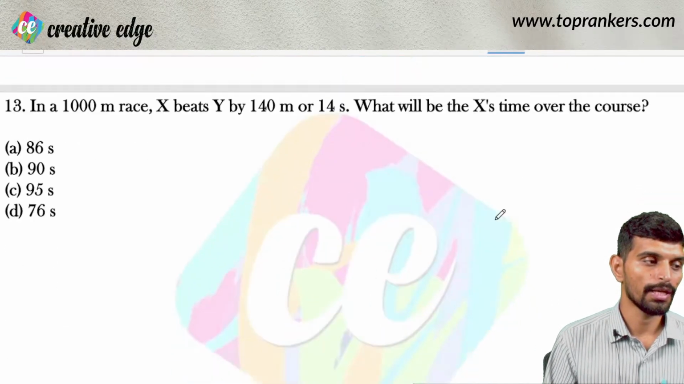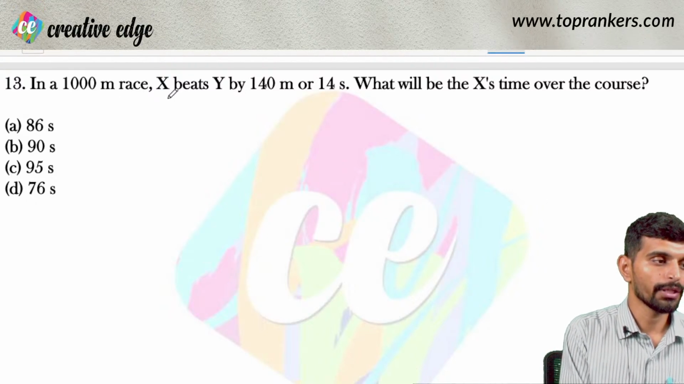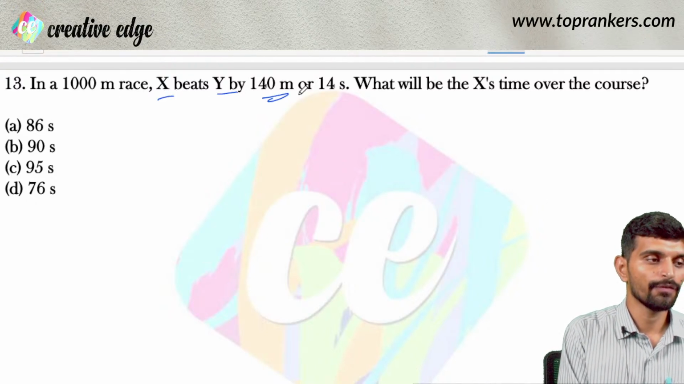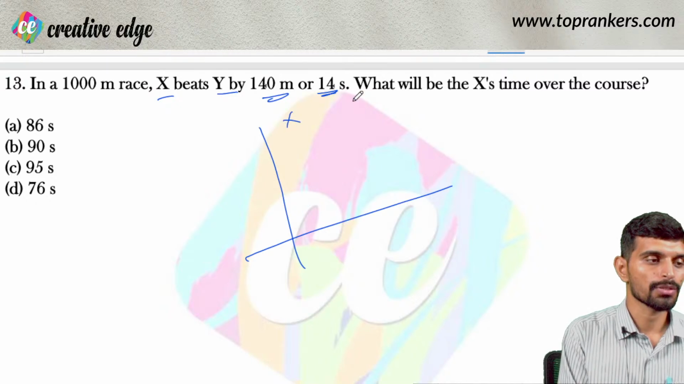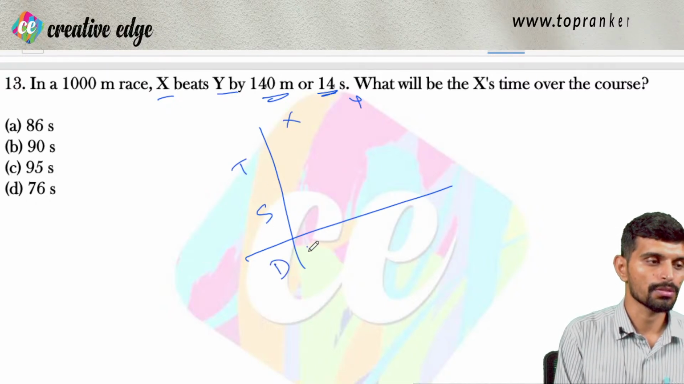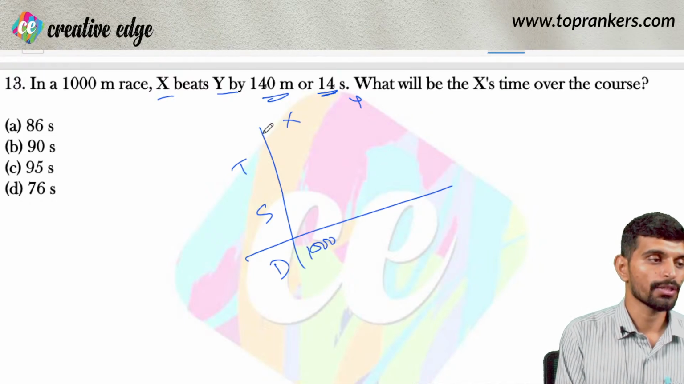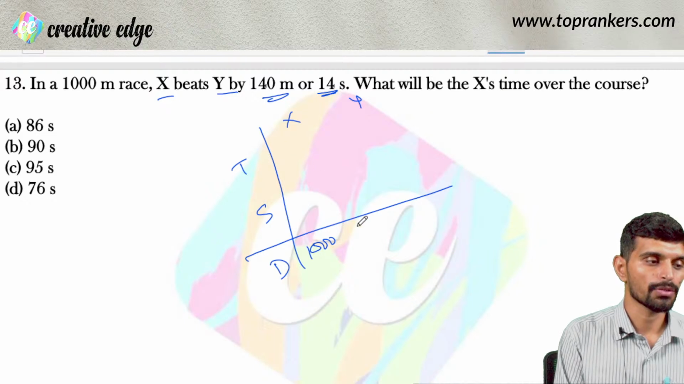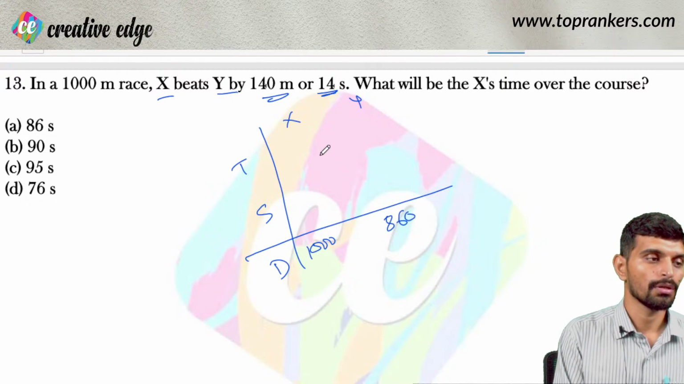Let's see the last question. In a 1000-meter race, X beats Y by 140 meters or 14 seconds. So from here, what can we determine? X, Y, time, speed, distance. Distance is 1000 meters, right? So X beats Y by 140 meters. So it means if X has covered 1000 meters, Y must cover 860 meters, right?